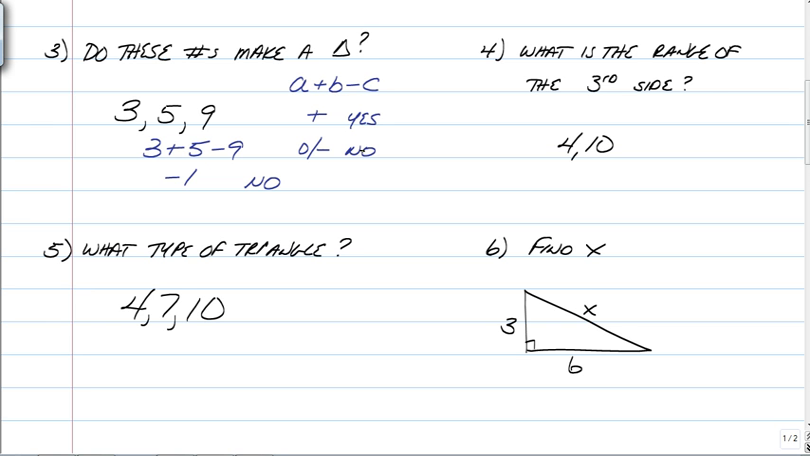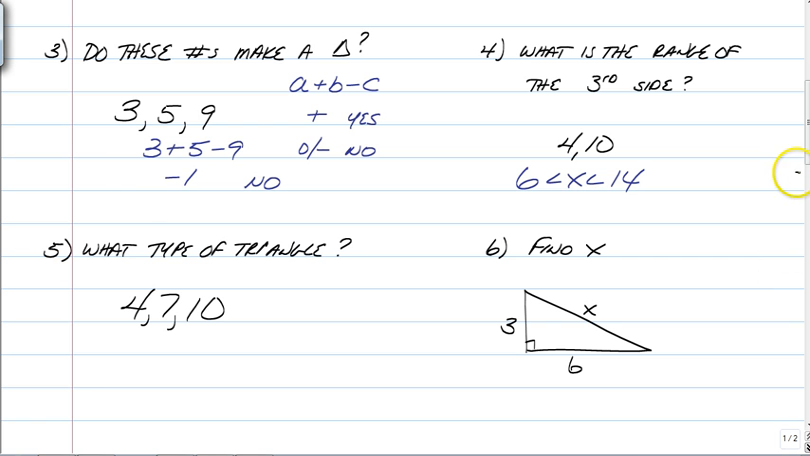Okay, so similar. What is the range of the third side? Well, that's got to be x is in between two numbers. Which two numbers? You have to subtract these two, so 10 minus 4 is 6, and add the two, so 4 plus 10 is 14.